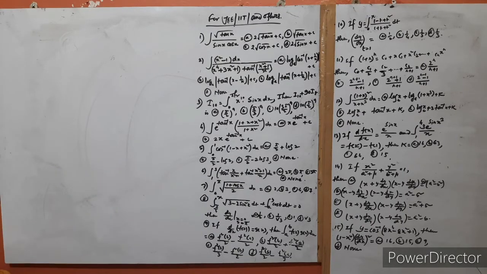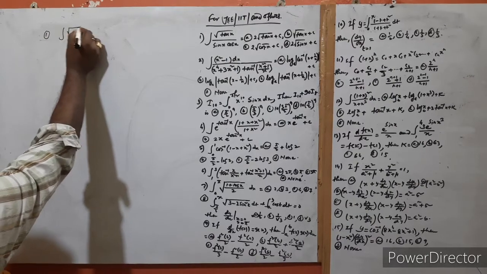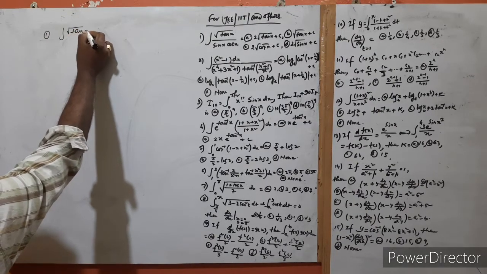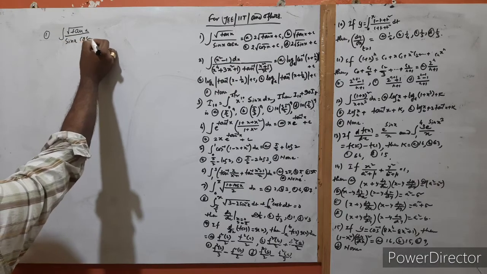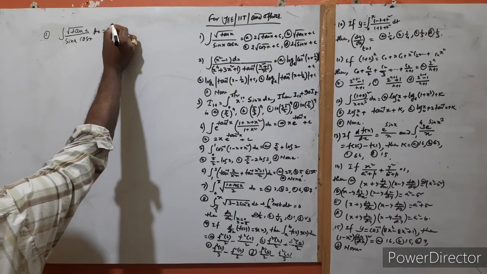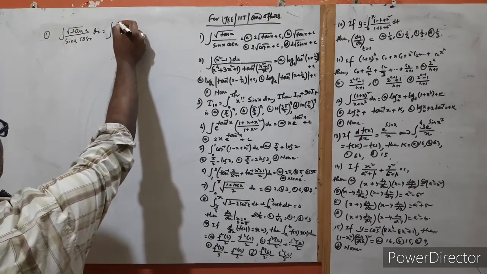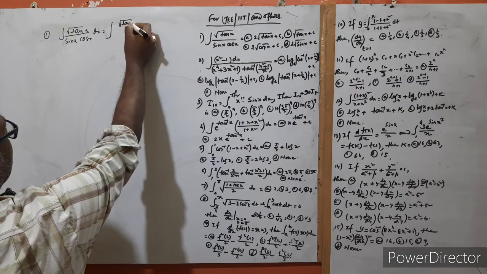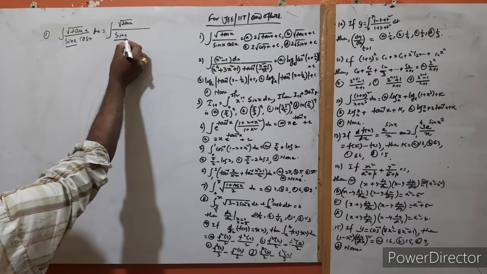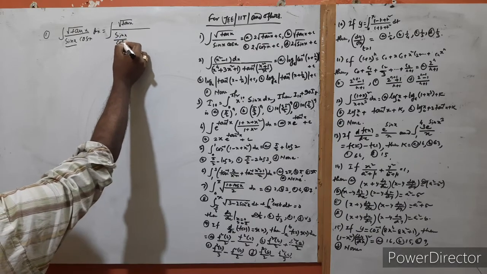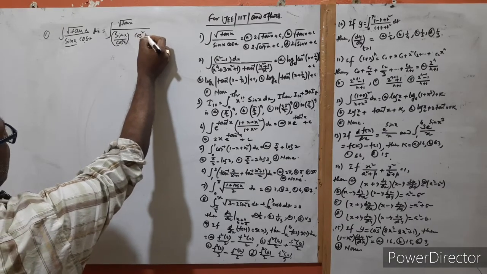Now see question number 1. See carefully. This is root over tan x, divided by sin x into cos x, dx. Looking very easy. Now see, we can express it by dividing by cos x: sin x by cos x gives tan x, and this is cos square x.